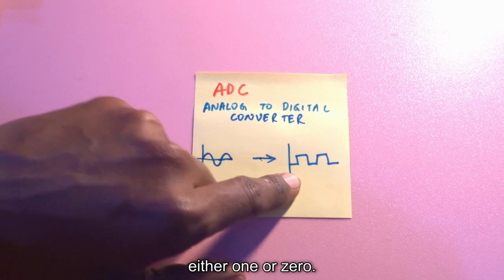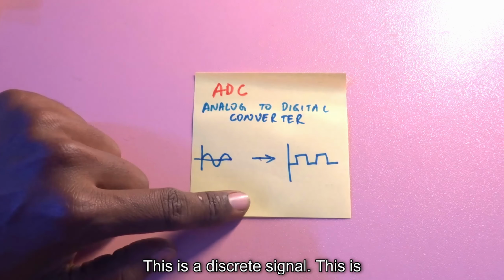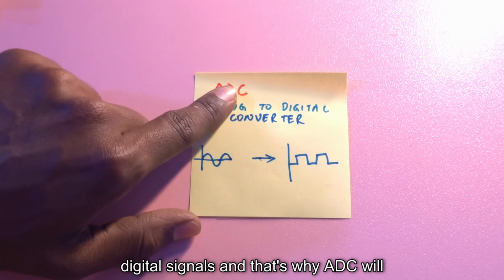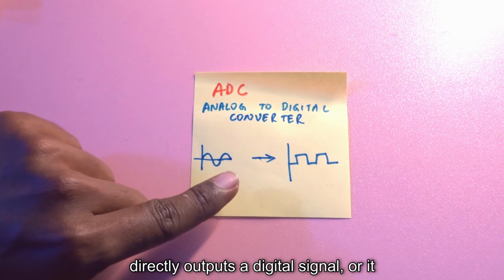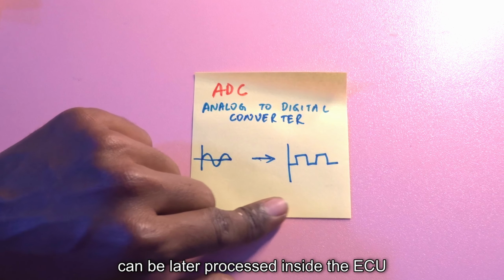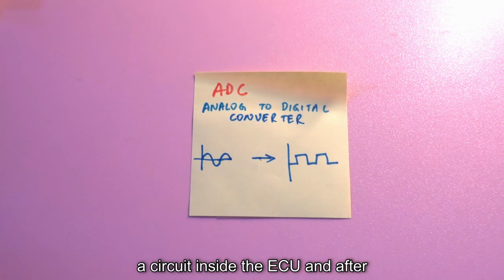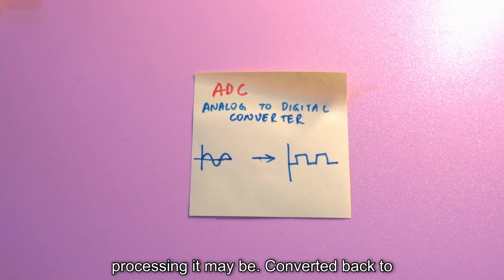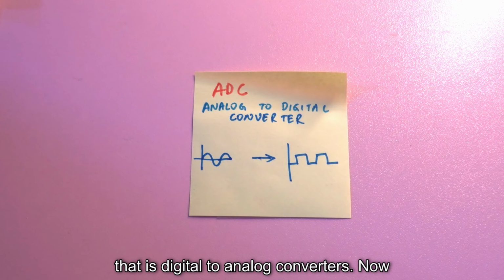That is, here this is a discrete signal. This is done because a microcontroller or a microprocessor cannot understand or calculate the analog signal by default. That is, they rely on digital signals and we can only compute with digital signals. That's why the ADC will either be put inside a sensor which directly outputs a digital signal, or it can be later processed inside the ECU by having an ADC converter IC or a circuit inside the ECU. And after processing, it may be converted back to analog form depending on the actuator's input. That is done by the DAC, that is, digital to analog converters.